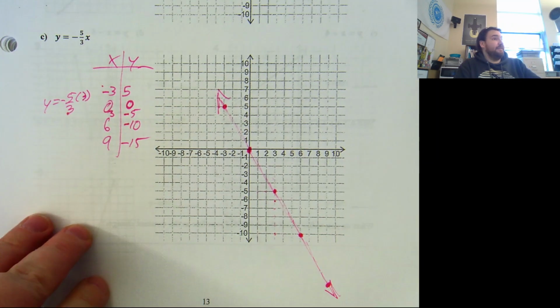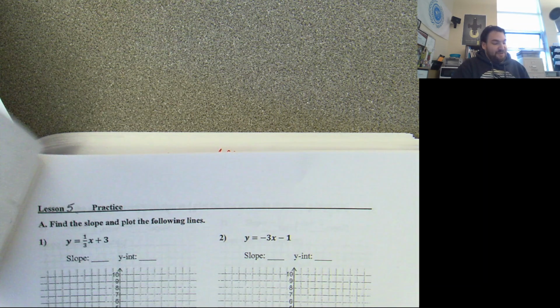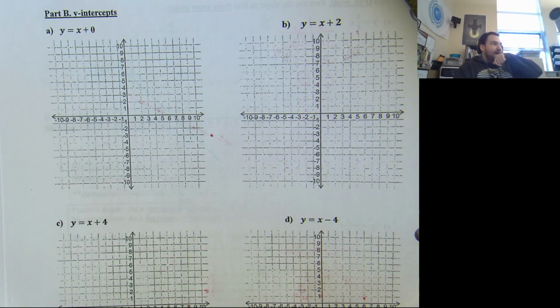Okay, flip the page when you're ready. There's one more thing we can change, and then we're going to put it all together. What happens if we start adding and subtracting things? What does that do? Okay, let's graph the line y equals x plus 0.